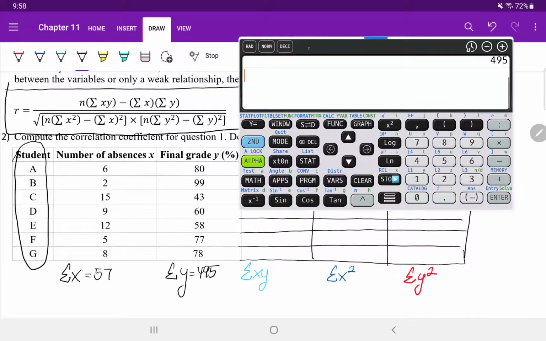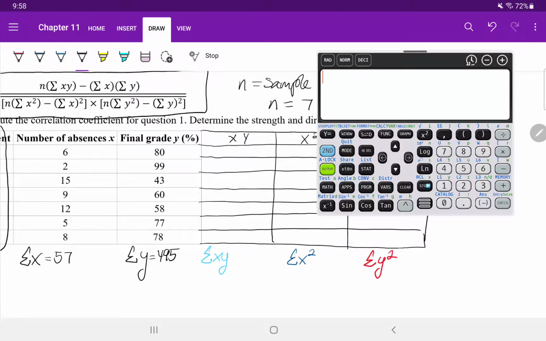Let's make this calculator a little bit smaller. Now, let's find the sum of x times y, which means I must multiply all the x's and y's first. So 6 times 80 is 480. 2 times 99 is 198. 15 times 43, that is 645. 9 times 60 is 540. 12 times 58 is 696. 5 times 77, 385. And 8 times 78 is 624.